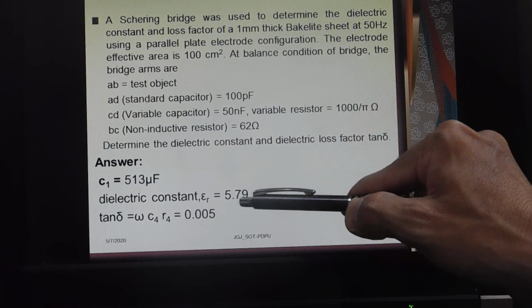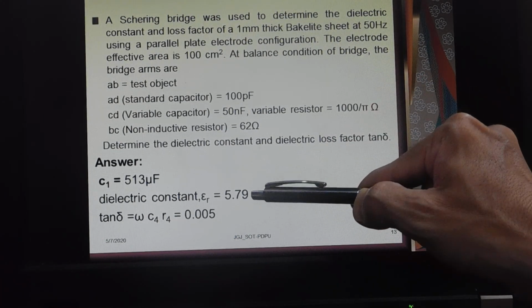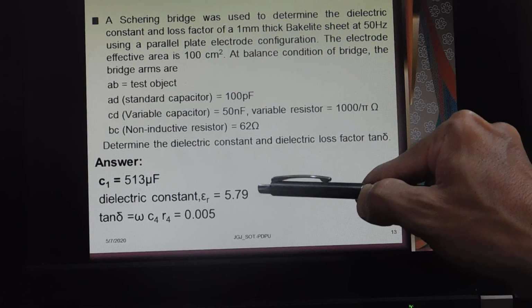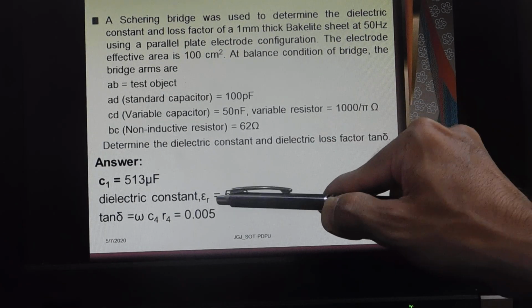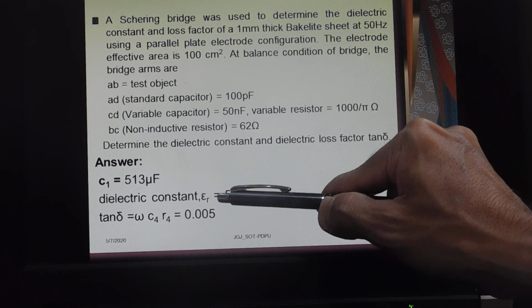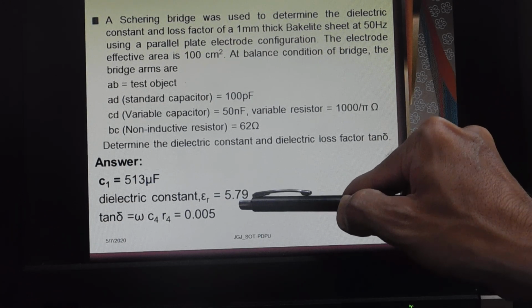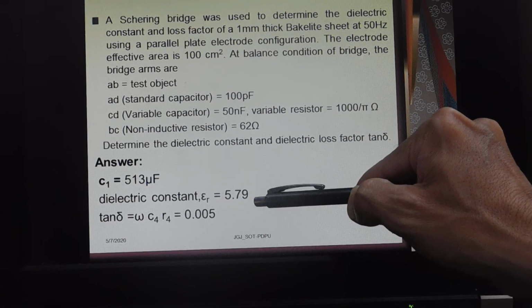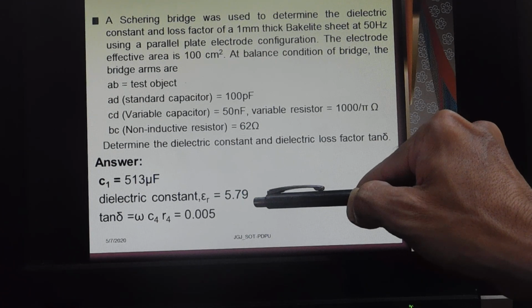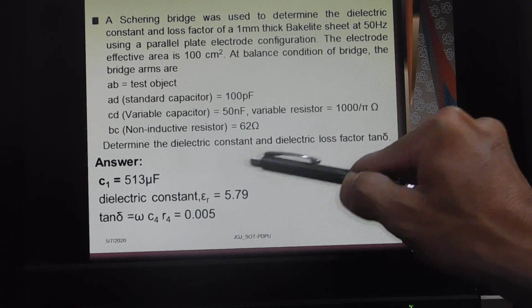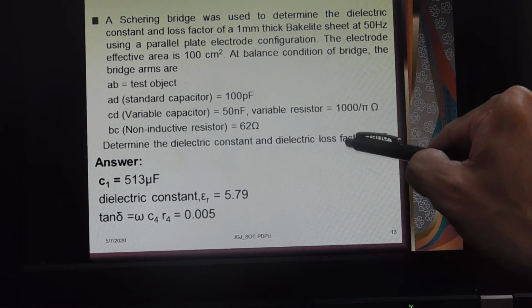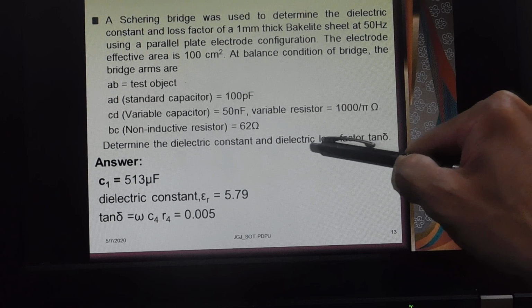And then how to calculate the dielectric constant, that we already discussed. Epsilon r is equal to C1 D divided by epsilon 0 into A. So if we put the values, we can calculate the value of relative permittivity or the dielectric constant, which is equal to 5.79. And finally, how to calculate the value of tan delta, that is the loss factor, the dielectric loss factor. It is also called dissipation factor.